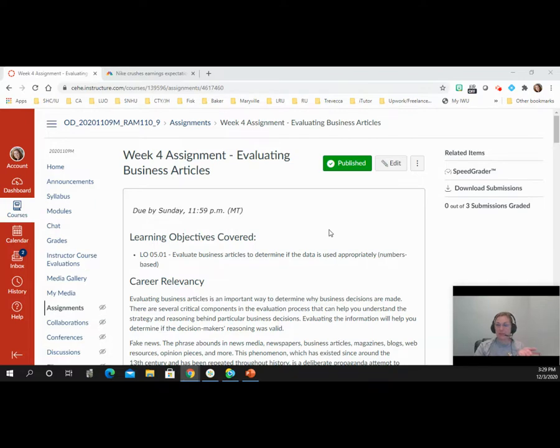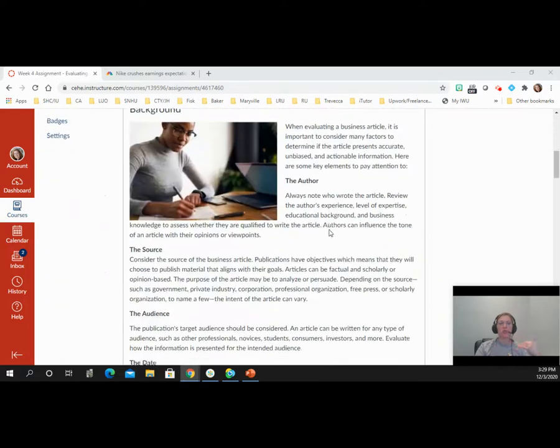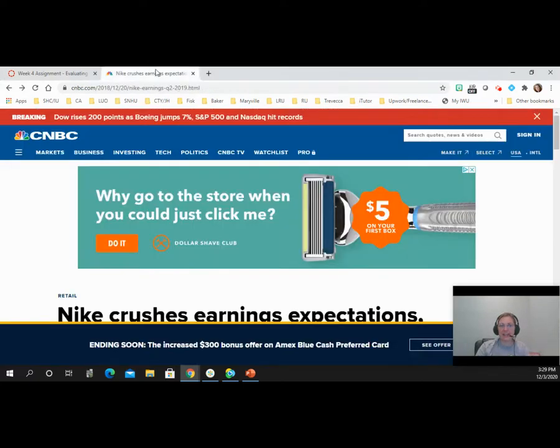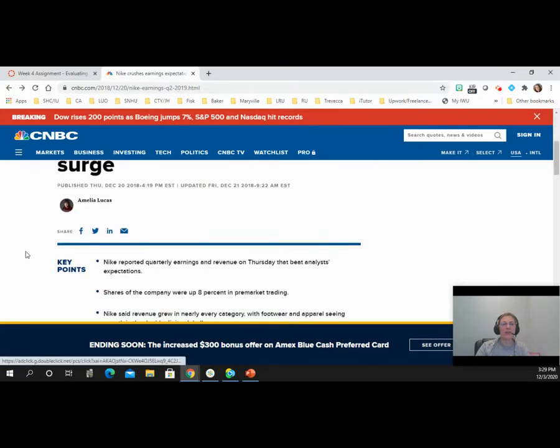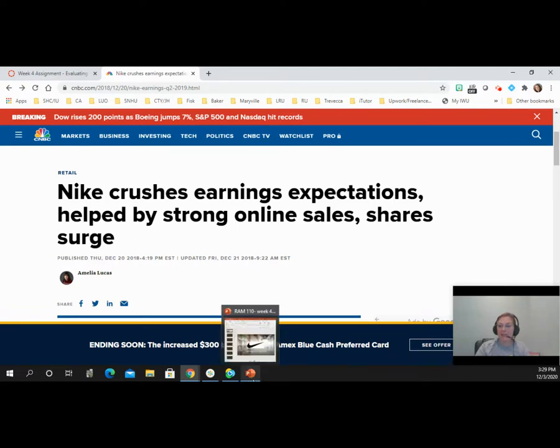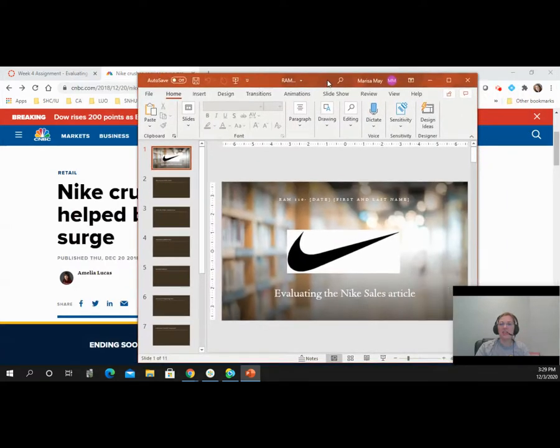I have it pulled up here so you can look at, I'm going to scroll down to look at the prompt. This is the article that you're going to be evaluating here. And I've clicked that link and pulled up the article here titled Nike Crushes Earning Expectations. Now, we also have a template that I hope you've downloaded that you can use.